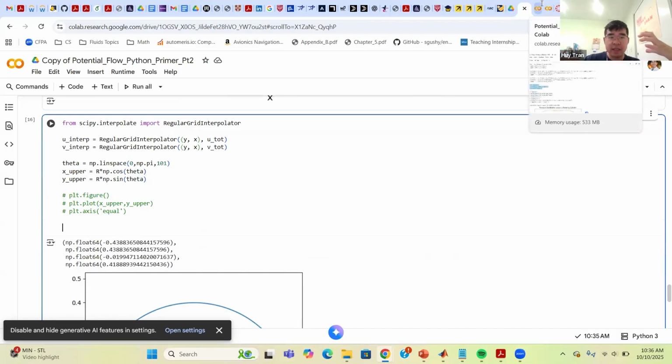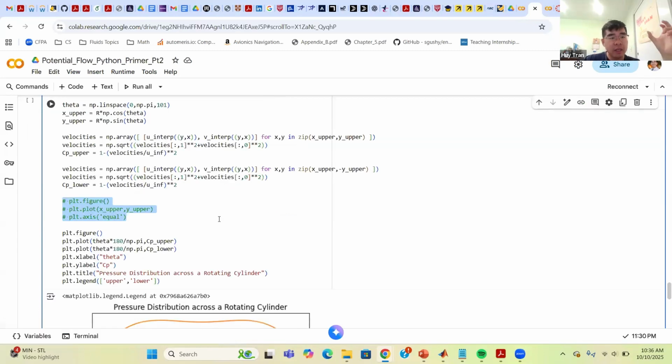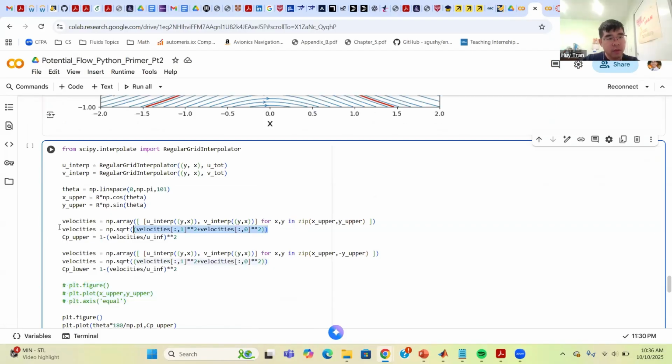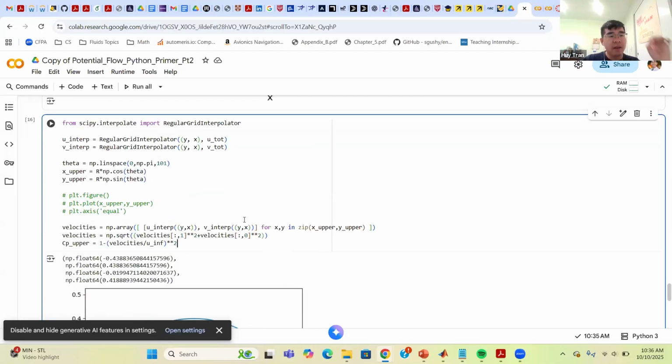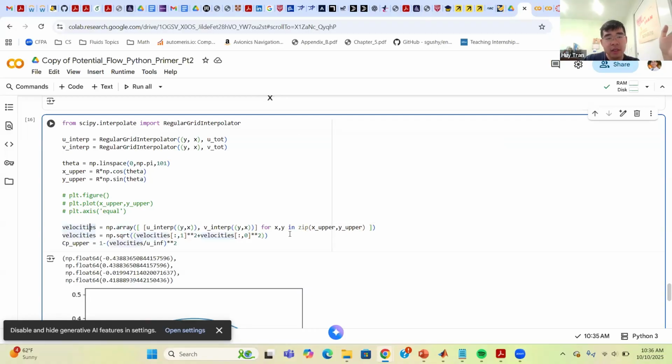Now that I have the shape of my cylinder's upper surface, I'm not going to put it into here. These are the x and y values for the upper surface, and I'm going to use it as a coordinate input system for the u function that I made and the v function that I made, and zip it, which is just concatenating it into an array, and we'll call it velocities. Then with my u and v velocities, I take the square root of their squares, which gives me the magnitude of the velocity overall. That's what these two lines mean.